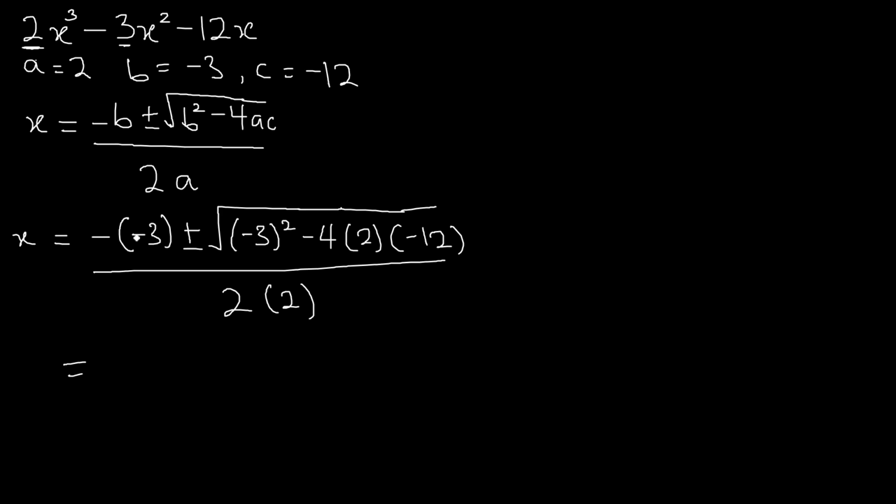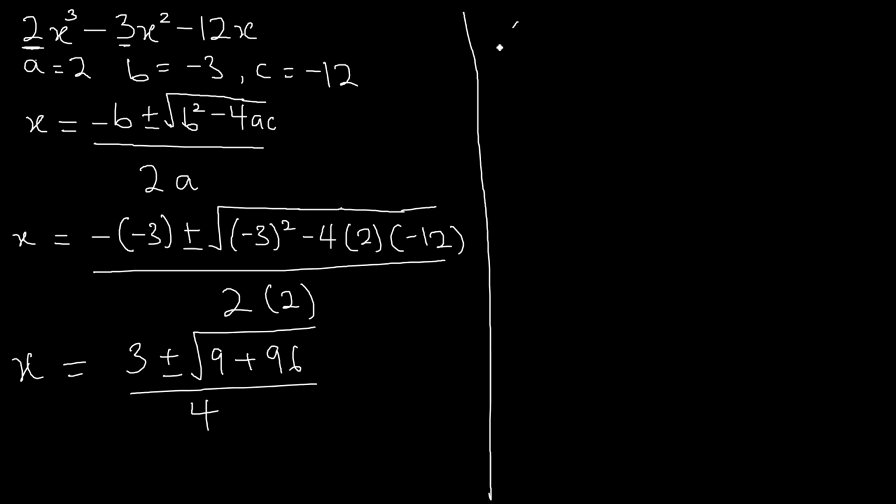So negative times negative 3 gives us positive 3, plus or minus. What do we have in the brackets? The square of negative 3 gives us positive 9. Negative 4 times 2 gives us negative 8. Negative 8 times negative 12 will give us positive 96. So you have positive 9 plus 96, all divided by 4. Finally, we are going to get x equals 3 plus or minus square root of 105, all divided by 4.